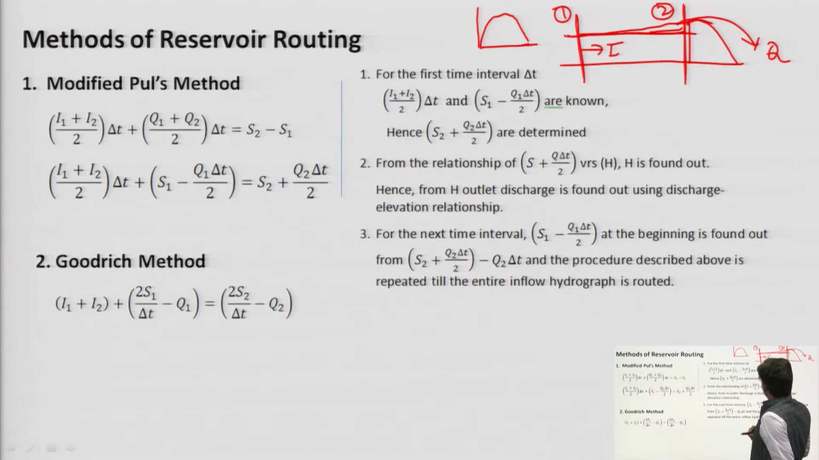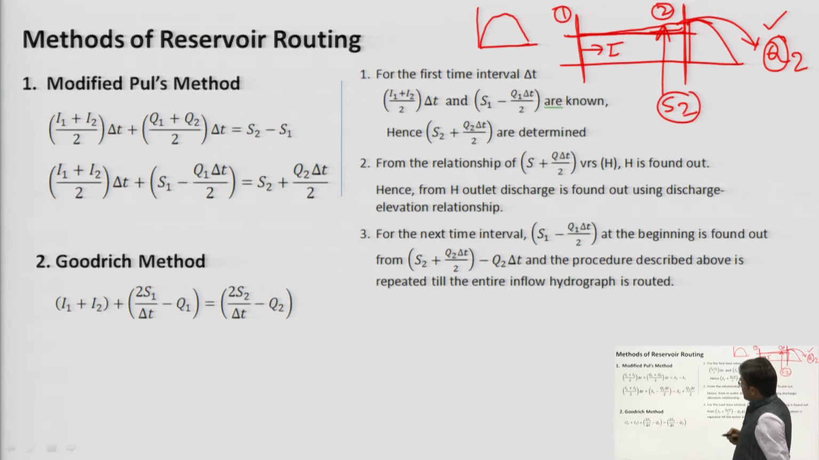So, we need to predict, we need to find this Q, and the storage at 2. We need to find two things: Q at section 2, and storage at section 2.